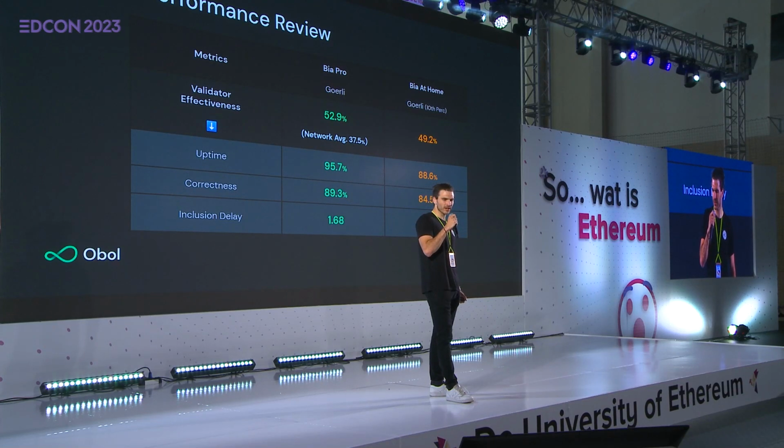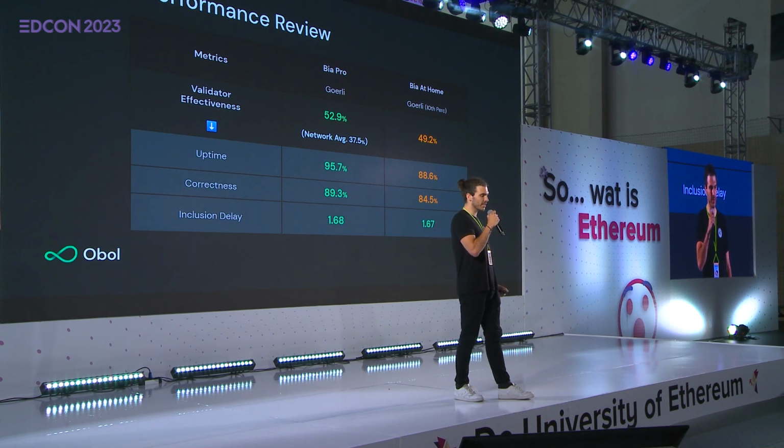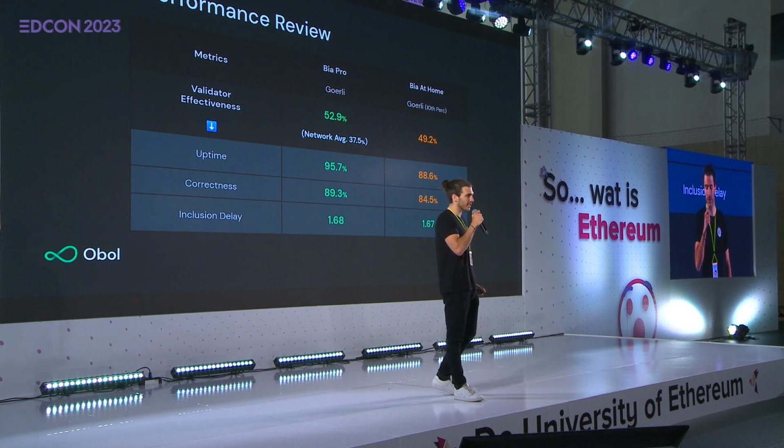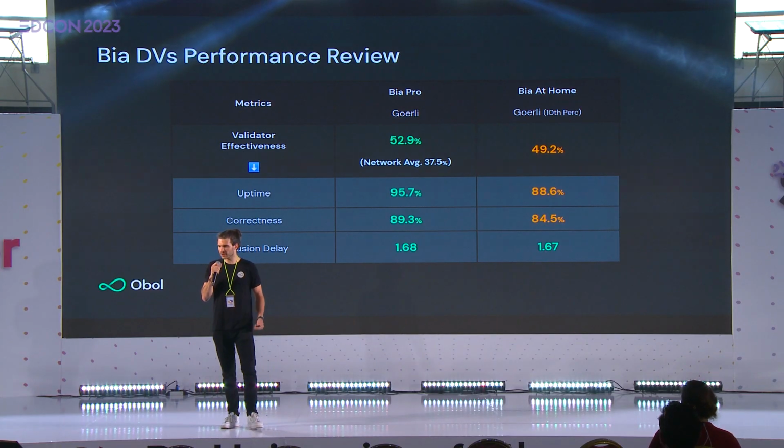Validator effectiveness on both are pretty good. As I alluded to, in Goerli about 20% of nodes are offline. So effectiveness doesn't look like mainnet. As you can see here, the network average is only 37.5% effective. So 52, 49 are both very strong numbers for Goerli.